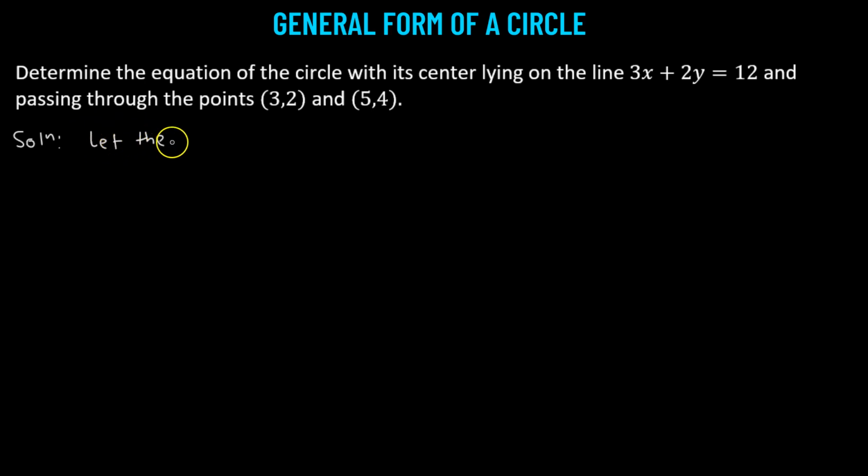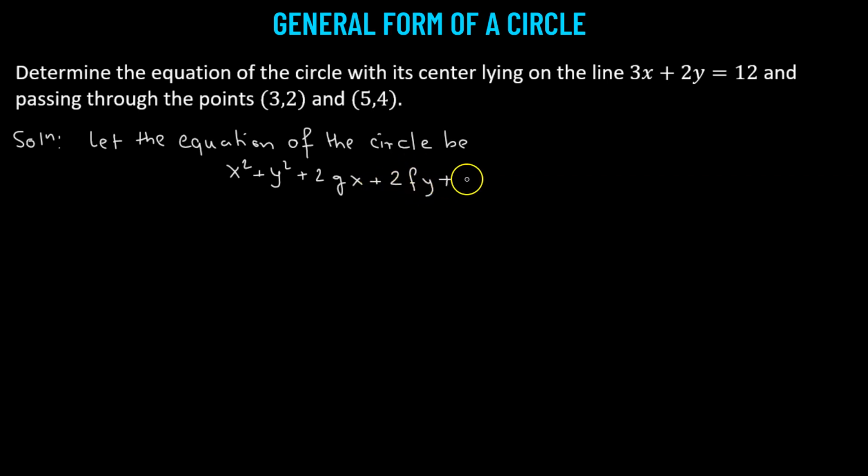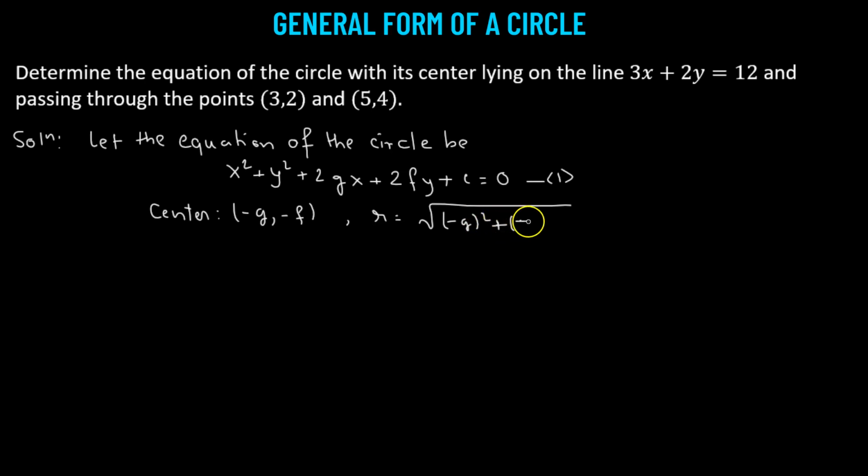We are going to take the general equation of a circle, which is given by x squared plus y squared plus 2gx plus 2fy plus c equals 0. We're going to label this as equation number 1. In this general equation, the center is defined by (negative g, negative f), and the radius of the circle is given by the square root of g squared plus f squared minus c.